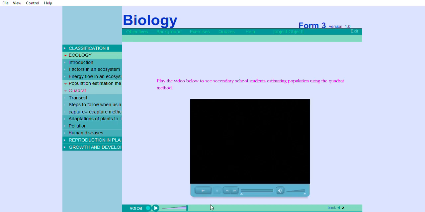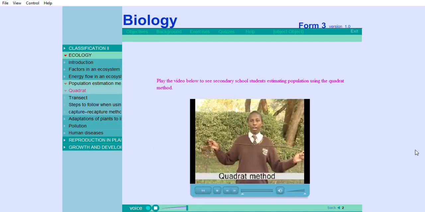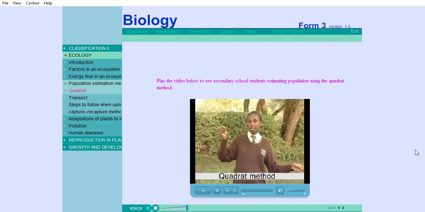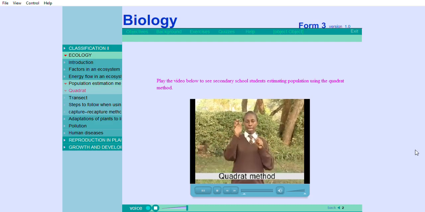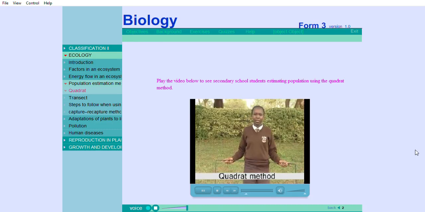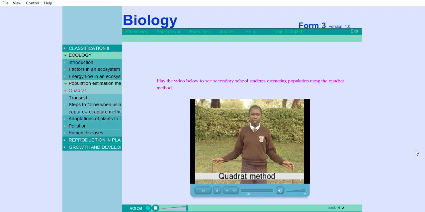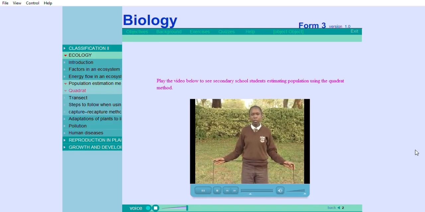Play the video below to see secondary school students estimating population using the quadrat method. A quadrat is a square frame of a known area, and a standard quadrat is made up of 1 meter by 1 meter, enclosing an area of 1 square meter. The aim of our study is to estimate the population of oxalis in our school field. To do that, you throw the quadrat at random, whereby you count the number of oxalis that are enclosed by the quadrat. You can repeat the procedure several times to get the average.